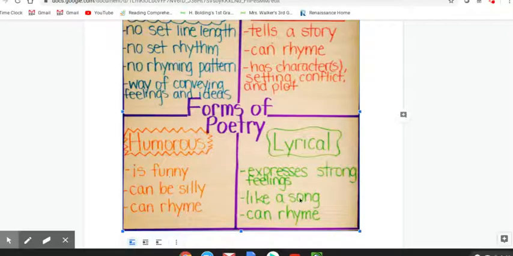And then we have lyrical. Lyrical has almost a beat of a song. If you ever look at music, you call the words that are spoken in music lyrics, and that's where they find this. That's why this term is called lyrical. It kind of goes hand in hand with that, and it expresses strong feelings like a song, and it can rhyme. It doesn't have to, but it can.